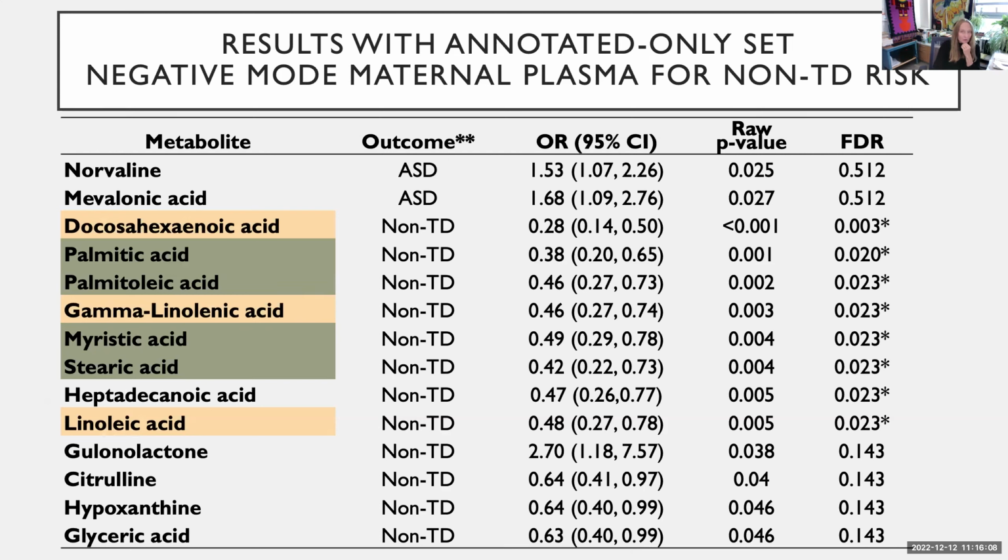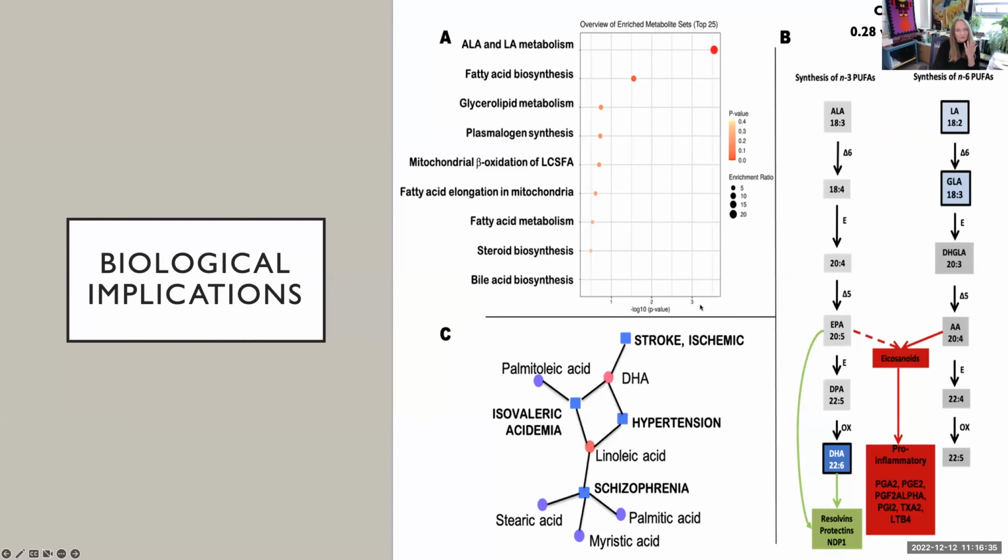Now, if we look at the data for the non-TD risk, there were several that were significant after FDR, and I put them in two categories. One is the green: palmitic acid, palmitoleic acid, myristic acid, stearic acid. The other one is docosahexaenoic acid, gamma-linolenic acid, and linoleic acid. And we're going to see why that is the case. Fortunately, these were annotated, and they fell within pathways, so it was easier to draw some kind of biological conclusion.